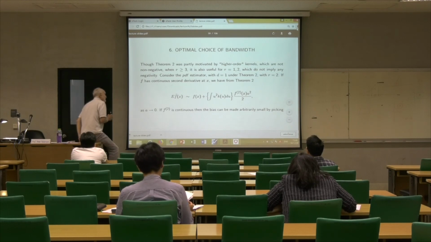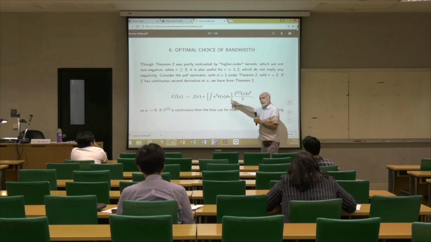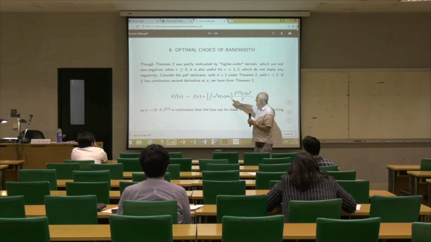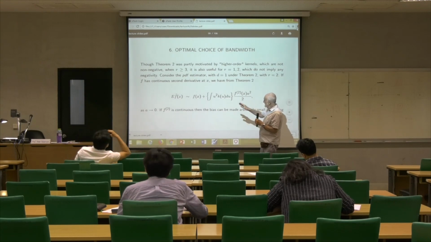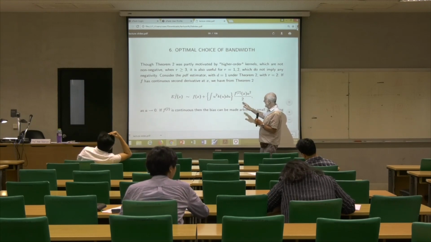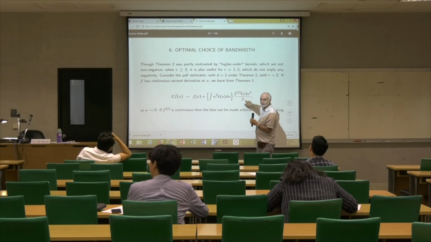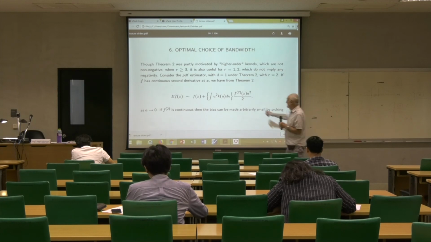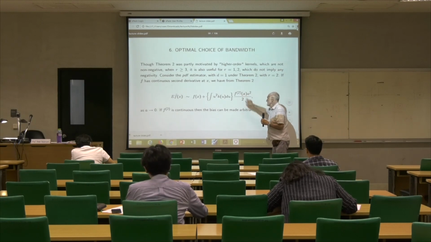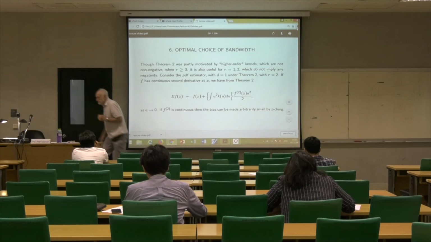You can see the most important point is the A squared here, as A goes to 0. But we've written a couple of extra factors here. This one depends on the kernel, and this one is the second derivative of F. Because actually there's a term in the middle, which vanishes in the first derivative, it turns out. This is really 2 factorial from the Taylor expansion. So if this is a continuous function, say, the bias can be made arbitrarily small by picking A small enough.